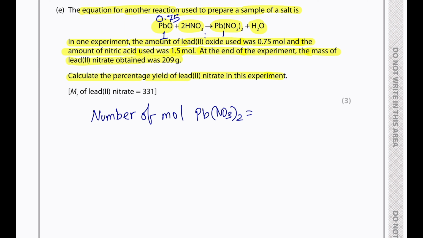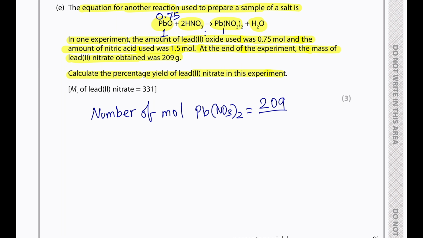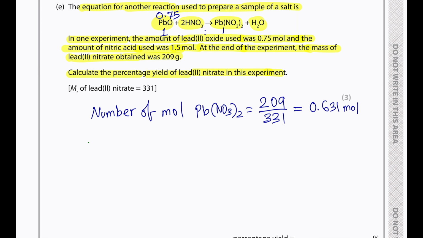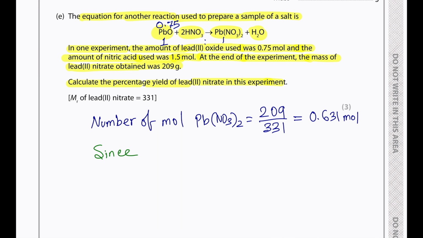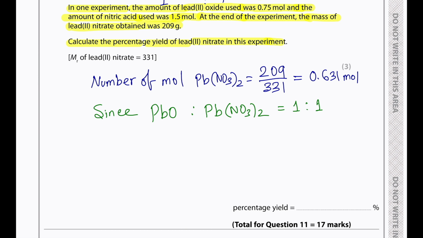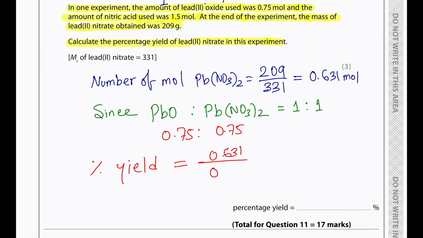When we divide 209 by 311, it gives us 0.631 mole. Now the expected amount, the mole that was used, was 0.75. Since this reaction works at a 1:1 ratio, it should produce 0.75 moles of product. However, the reaction doesn't produce 0.75 moles of product. The reaction produces 0.631 mole of product. So 0.631 divided by 0.75 times 100 will be 84% yield.